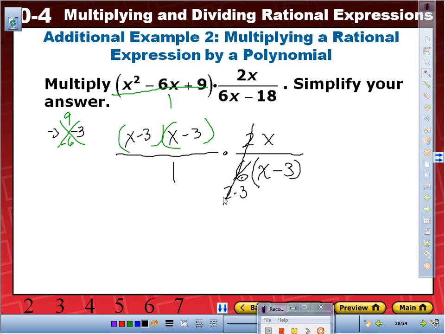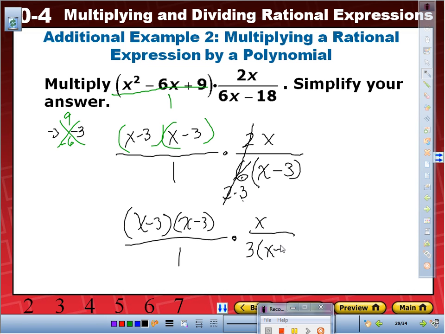The 6 became 2 and 3. So therefore, 2 and the 2 is a giant 1. Do you guys see that? So I'm going to rewrite this so that you guys can see the next step. So it's x minus 3 times x minus 3 over 1 times x over, what's left? The 3 times x minus 3.